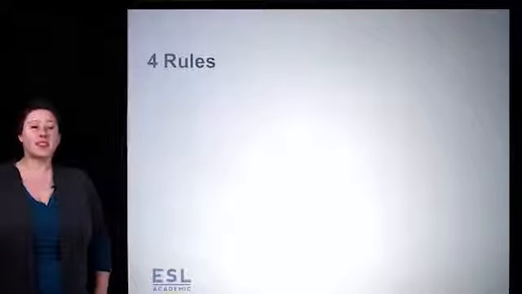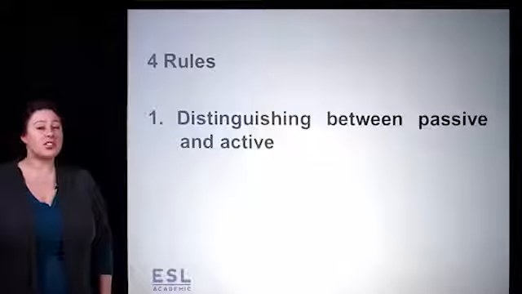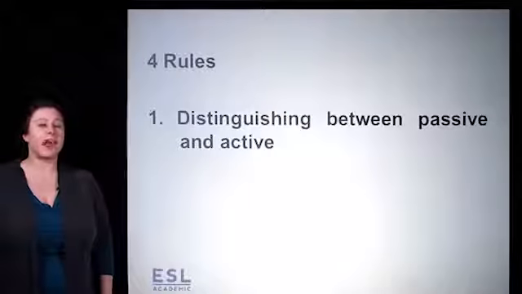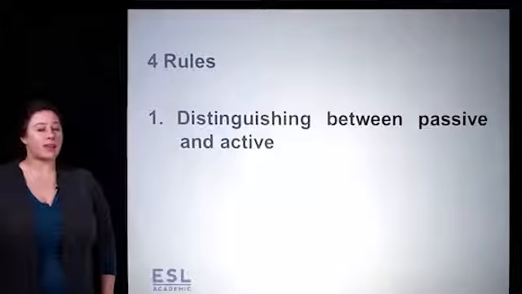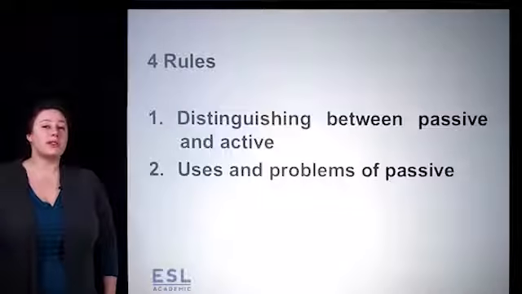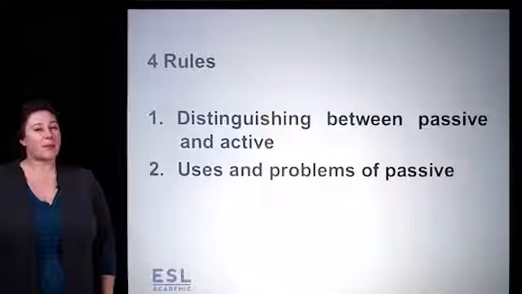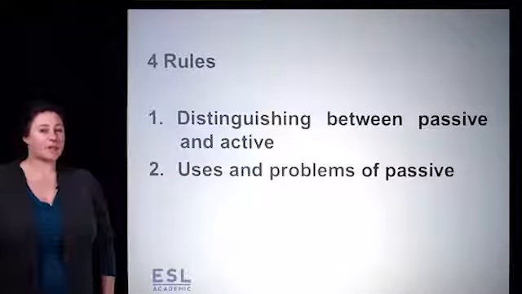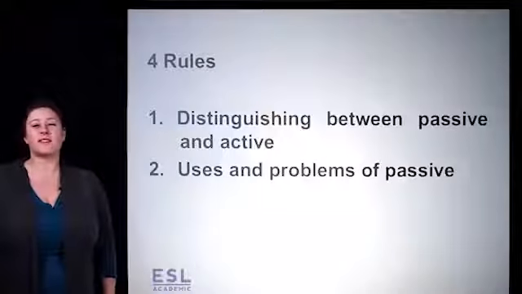All right, let's review our 4 rules. First, we talked about distinguishing between passive and active. An active sentence focuses on the subject, and the passive focuses on the object. Then, we talked about the uses and the problems of passive. We don't like to use passive that much because it's very problematic. But it can be useful in scientific writing and things of that nature.